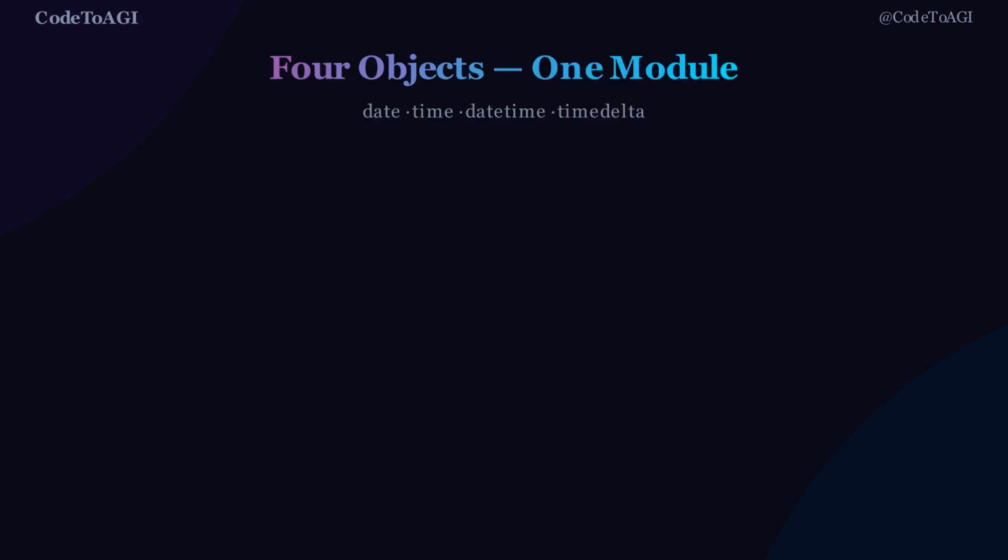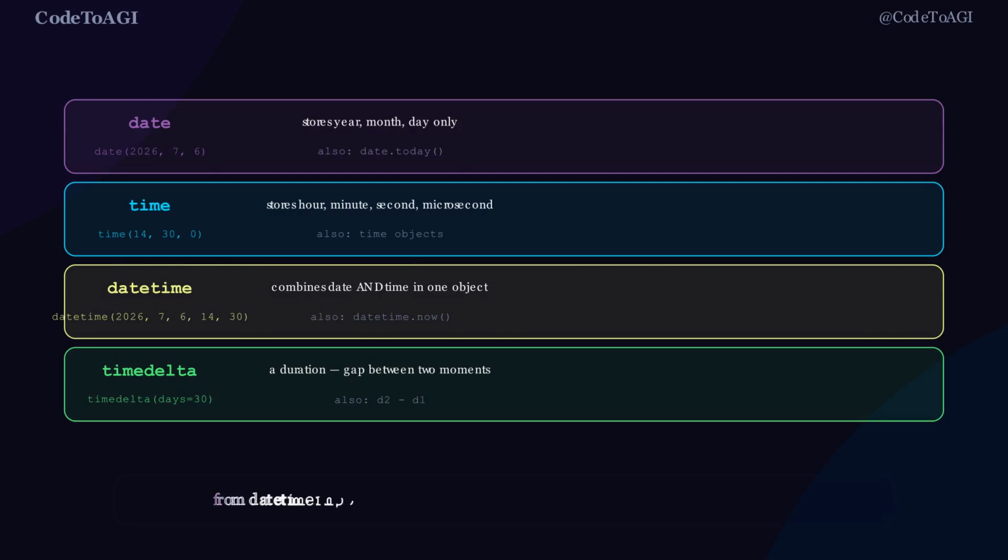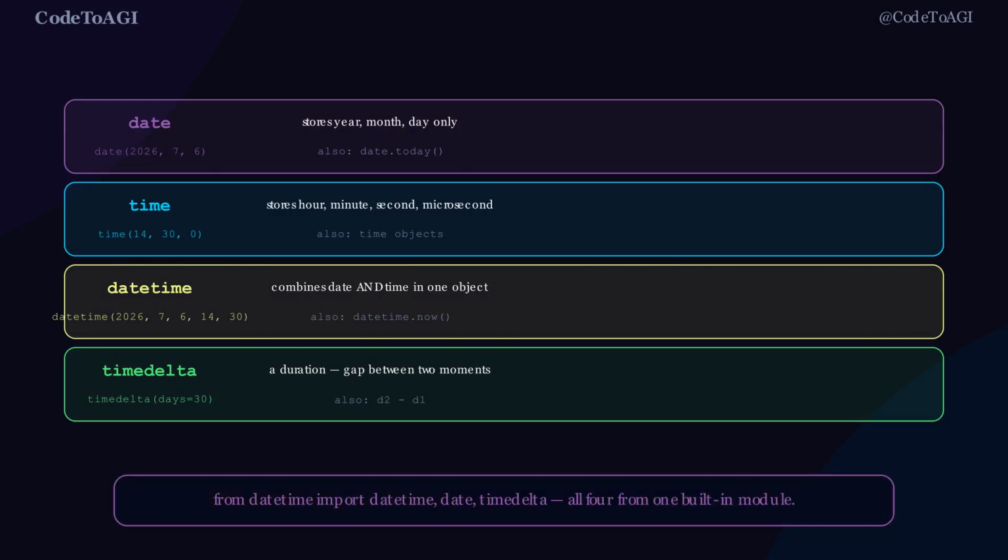The datetime module gives you 3 main objects. Date stores only the year, month, and day. Time stores only the hour, minute, second, and microsecond. Datetime combines both, year through microsecond in one object. Timedelta represents a duration, a gap between 2 moments. All 4 live inside the datetime module. No pip install. Import datetime and all 4 are available.